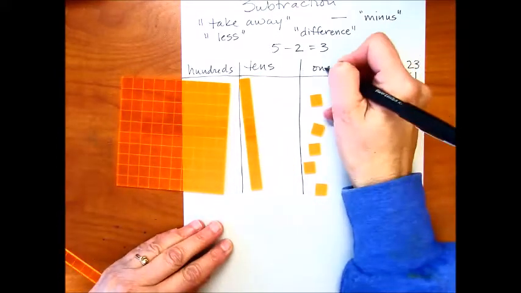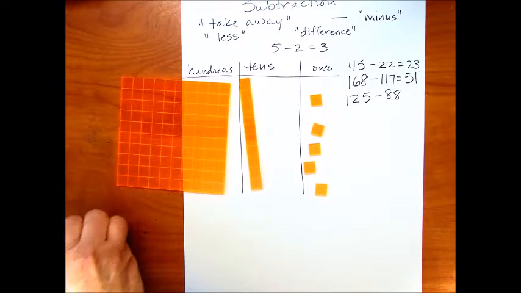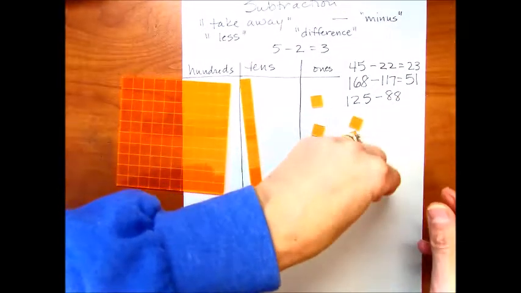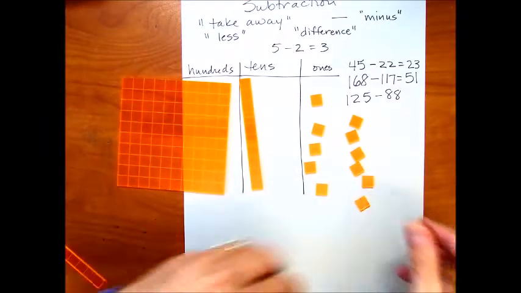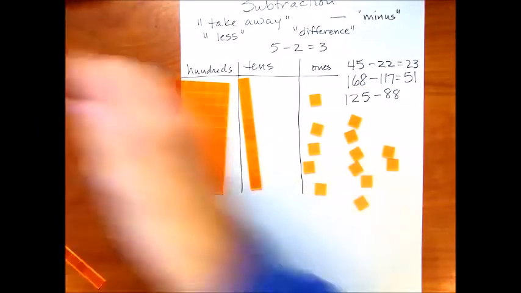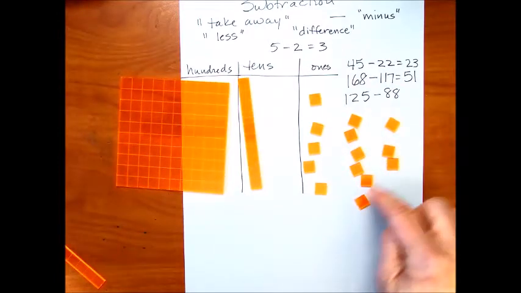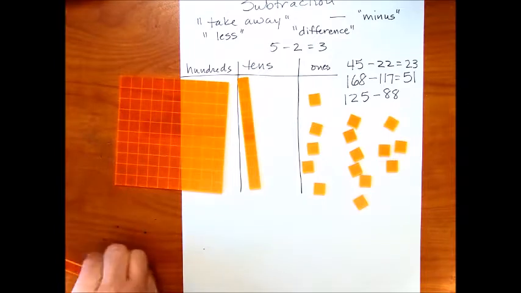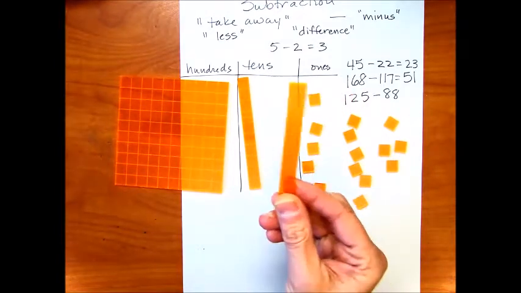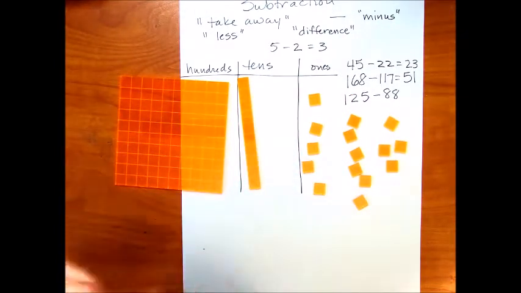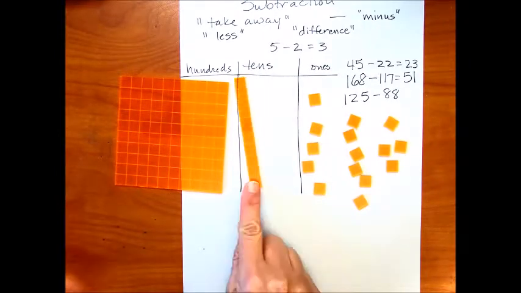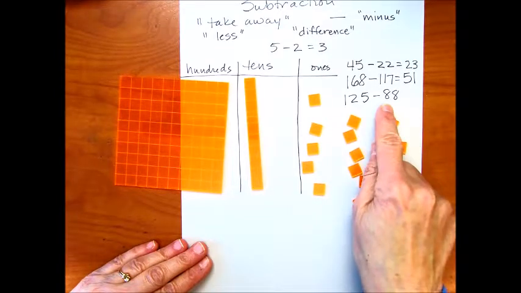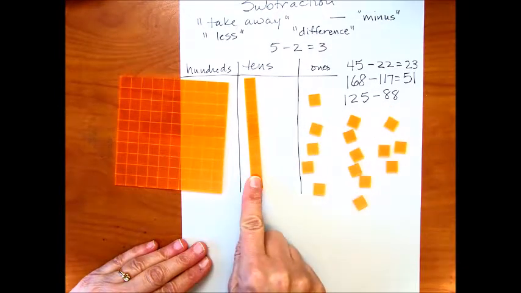I just noticed something. This is supposed to have an E. Okay, so I'm going to put 2. Okay, 2, 3, 4, 5, 6, 7, 8, 9, and one more is 10. So I've taken this ten and I've traded it in for 10 ones. Now I'm just left with 1 ten. But notice I want to take away 8 tens. I only have 1 ten.